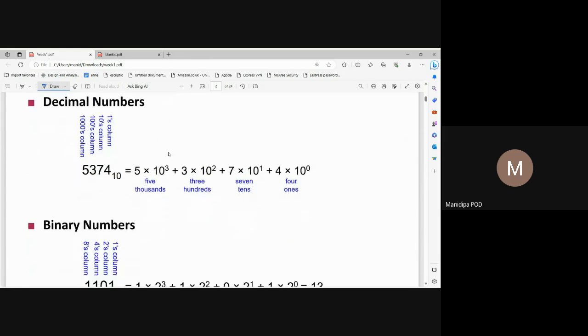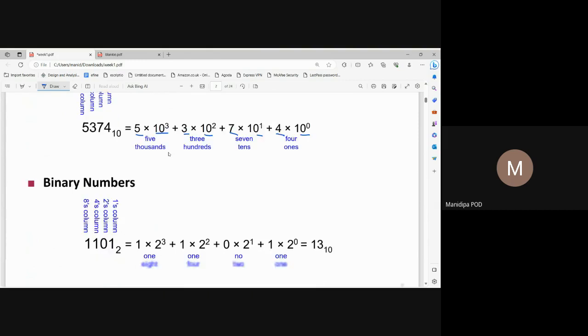So this is just a normal representation of how decimal numbers are written. 5 is in the thousands column, so 5 into 10 to the power 3, plus 3, which is in the hundreds column, so 3 into 10 to the power 2, plus 7, which is in the tens column, so 7 into 10 to the power 1, plus 4, which is in the ones column, so 4 into 10 to the power 0.